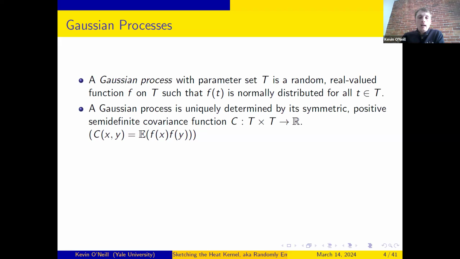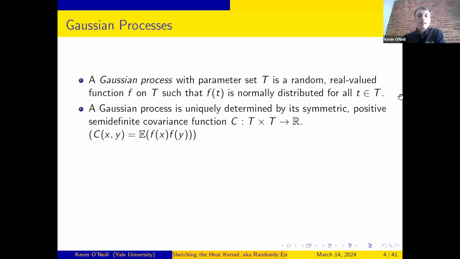So what is a Gaussian process? Well, it's a random real-valued function on some parameter set we call t. And if you look at any single value of t, and you look at the distribution of the function evaluated at that point, it's going to be a normal distribution. Okay? So you can think of this as a multivariate Gaussian, except there's going to be some sort of underlying structure to the parameter set t that's going to be valuable whenever we discuss these. So the t could be a manifold, it could be a metric space, or it could be just an interval or the real line, which is what motivated the term Gaussian process to begin with.